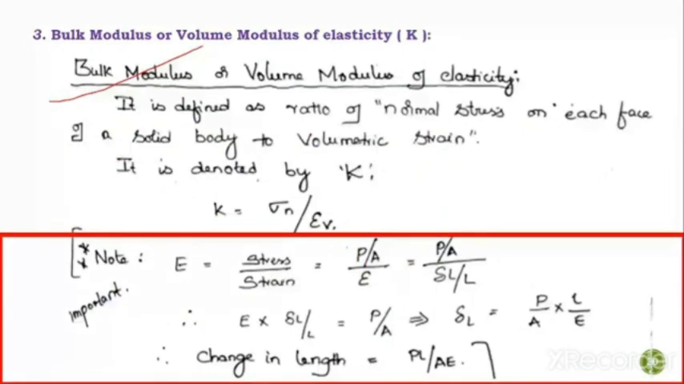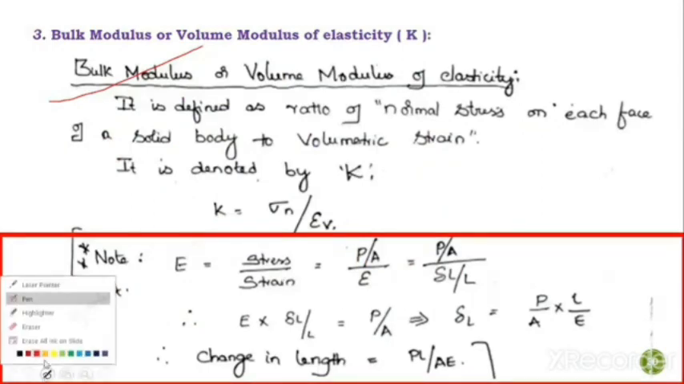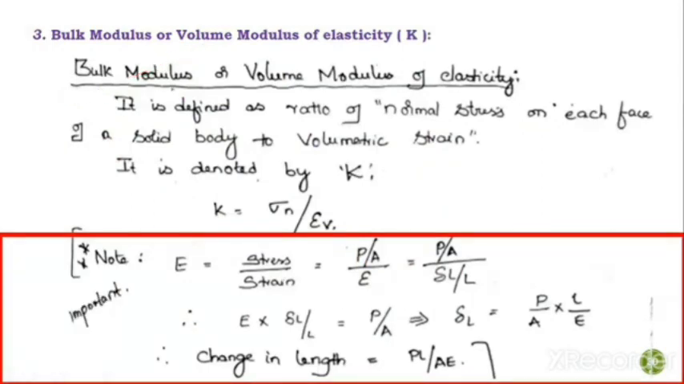Okay, coming to the third one. See here, bulk modulus is defined as the ratio of normal stress on a body to volumetric strain.